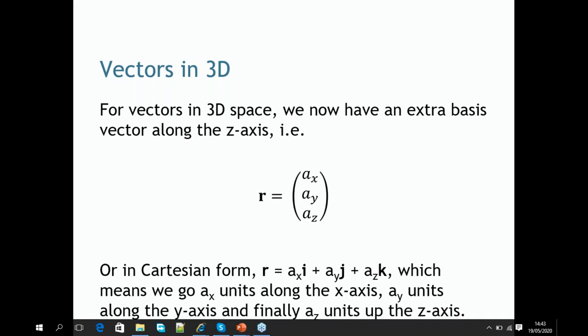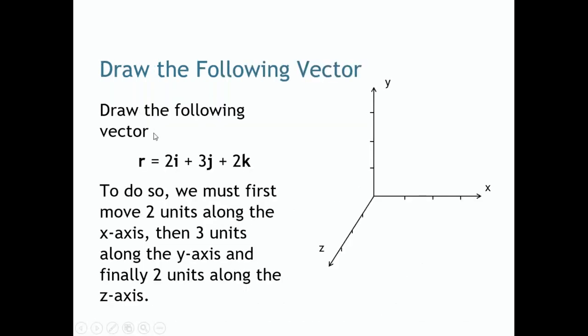Or in the Cartesian form, we can write it as r is equal to A_x i plus A_y j plus A_z k, which means we go A_x units along the x-axis, A_y units along the y-axis, and A_z units along the z-axis. So you could see what will happen.